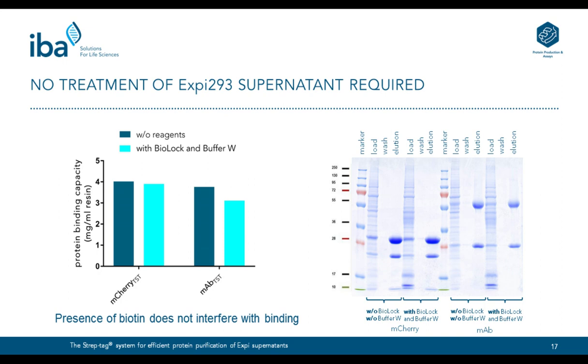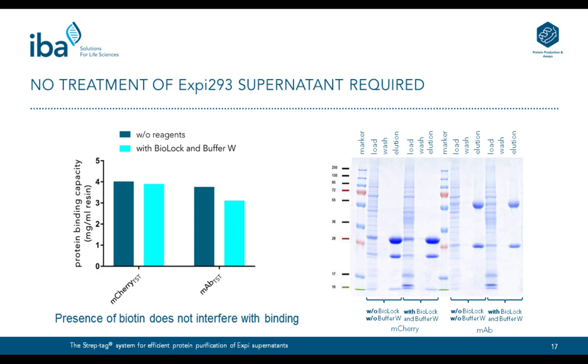Okay, so the first question that was very interesting for us was if the biotin in the Expi 293 medium would interfere with our protein purification. Nearly all chemically defined media for mammalian cells contain biotin, and you remember biotin is a substance that we use for elution of our protein. So usually it's not a good case if you have the substance that you use for elution in your sample. However, our elution buffers have much higher biotin concentrations than the Expi 293 media.